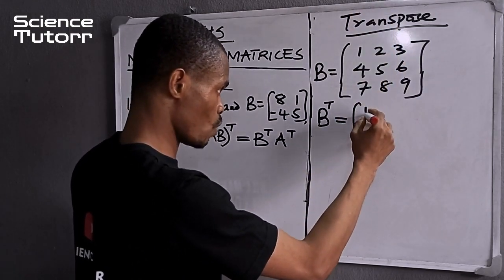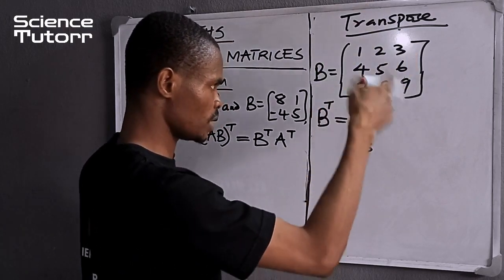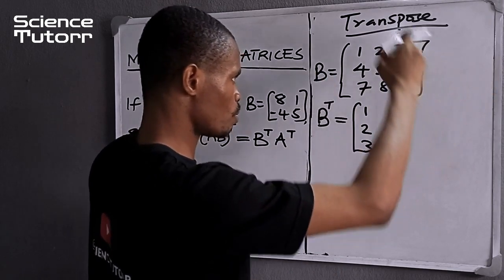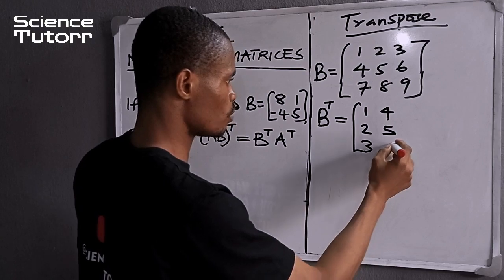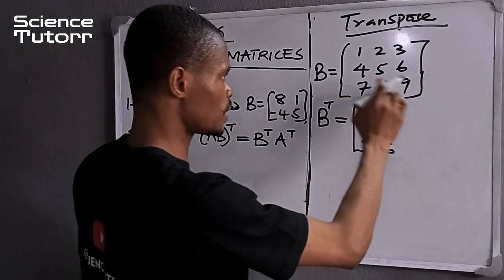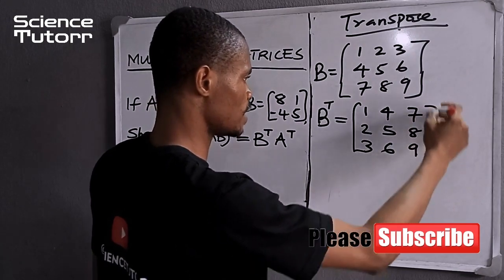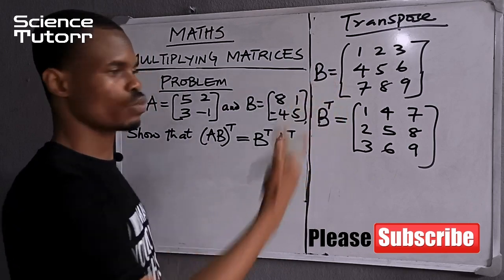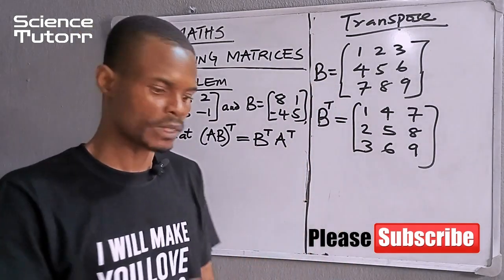So I'm going to have 1, 2, 3. The row becomes the column. I'm interchanging 4, 5, 6. This row becomes the column, so I have it written in column form. 7, 8, 9 comes this way. 7, 8, and 9. So that is what we mean when we say transpose. We are interchanging the rows for the columns and vice versa.